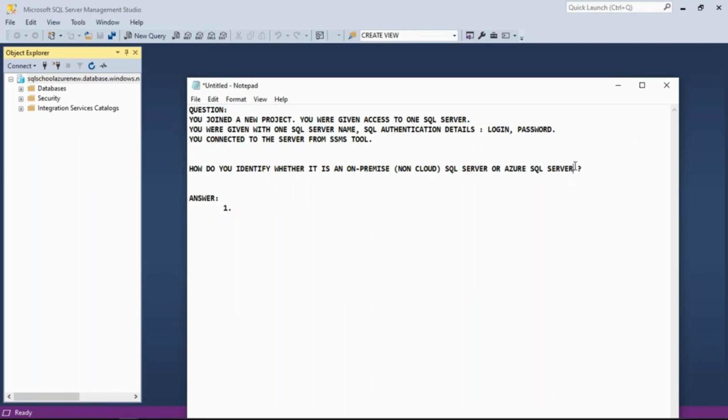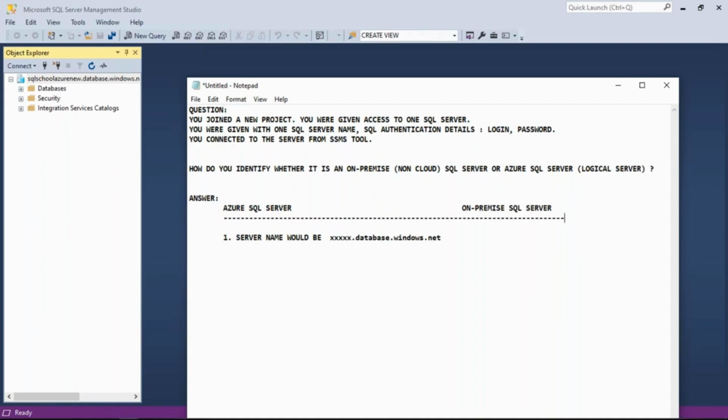By seeing the server name. Exactly. The server name would be like this: dot database dot windows.net. Remember. To make it easier, I'll put it this way: Azure SQL Server and on-prem or on-premise SQL Server.